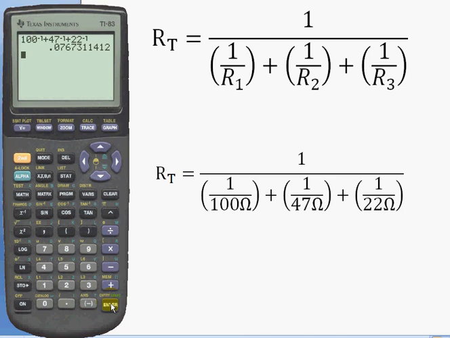So I come up with 0.0767, and now I find the inverse of that. I'll hit enter, and that comes out to approximately 13 ohms.